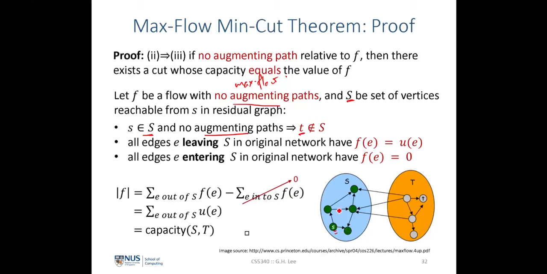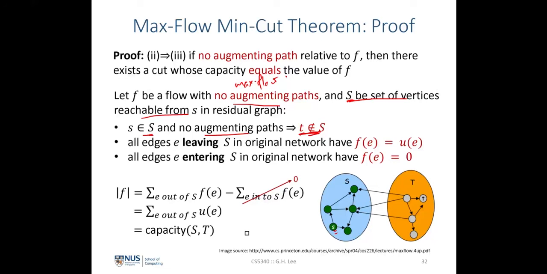This means that we will fulfill this property, that all the nodes contained within S are reachable from S. What it also means is that all the other nodes contained in T wouldn't be reachable from S, and this means that there won't be any augmenting path connecting the set of nodes S to T. And this also implies that the sink node of T cannot be in the set of S.